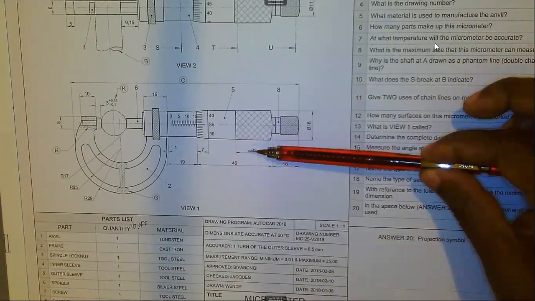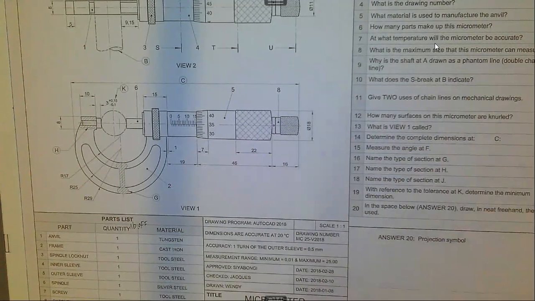Such as the drawing program, the scale, dimensions, and so forth. All that information would be provided. So when you come across a question, sometimes it's important to pick out the keyword. Say, for example, when we look at number 1, who prepared the drawing?